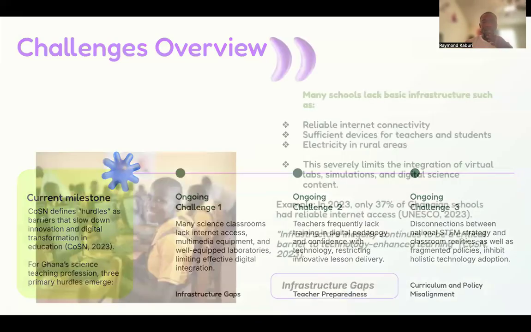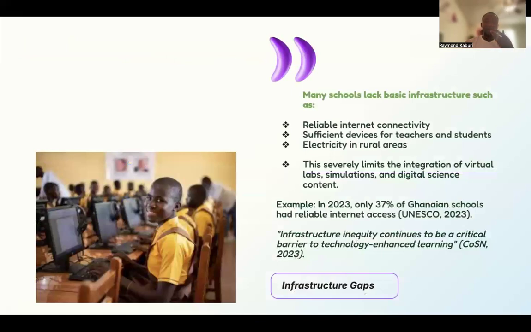Now we can look at them in detail. For the infrastructure, I've already mentioned a few of them. There are many schools that lack basic infrastructure. If we say basic infrastructure, we can talk about reliable internet, sufficient devices for teachers and students, even teaching and learning materials. You go to some schools who still don't have up-to-date books, textbooks, laptops, or computers for usage.